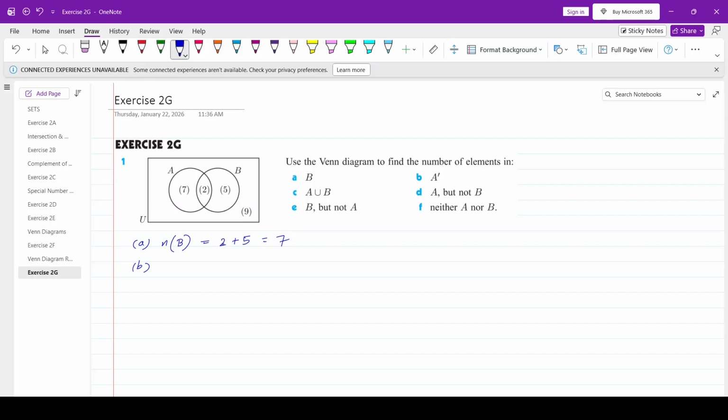The number of elements in A prime is going to be everything but A. We know A is this whole circle. So everything out of this circle will be 5 plus 9. A union B. We know A union B is this part, and everything inside this part is 7 plus 2 plus 5, that is 14.